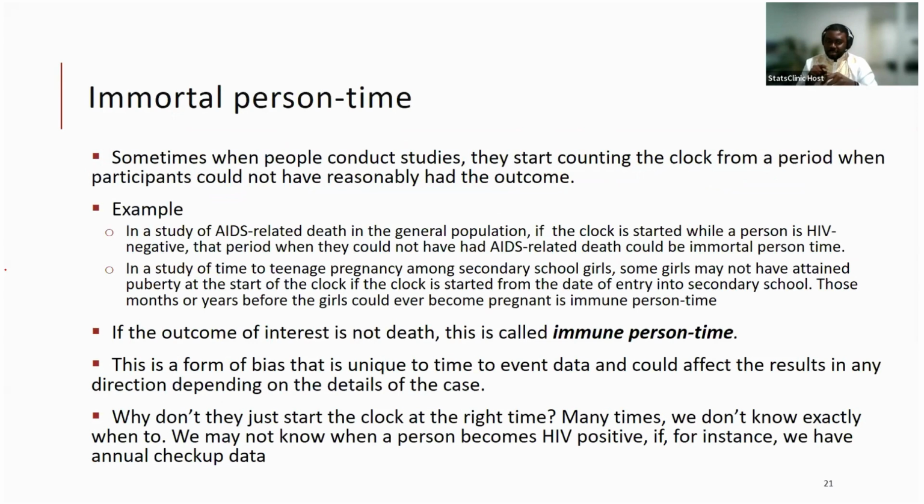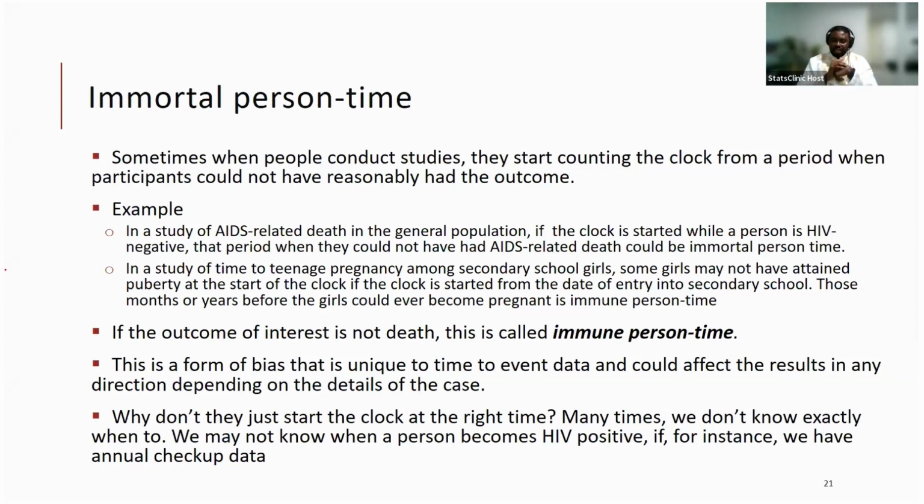So sometimes when people conduct a study, we talked about the time origin, that the person has to be in the state. You define it. This is when they start. But this is when they start antiretroviral therapy. This is when they enroll for pregnancy. Okay, but sometimes, because of the nature of your study, you start counting the clock from a period when people could not have had the outcome. Or if they had the outcome, you could not have measured it.